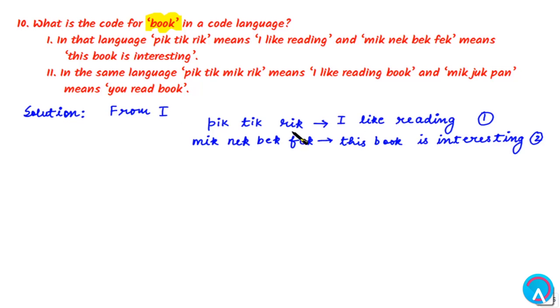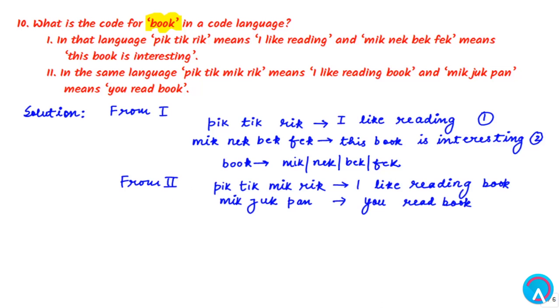Let's see what we can obtain from statement 1 here. So from statement 1 we have this and this. We can call these as first and second. So from second we can say that code for book is mick or neck or beck or feck. It can be any of the four. Let's see what we obtain from second. And this is what we have from statement 2.